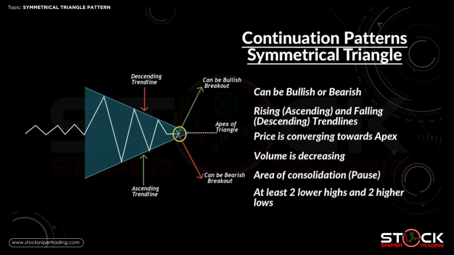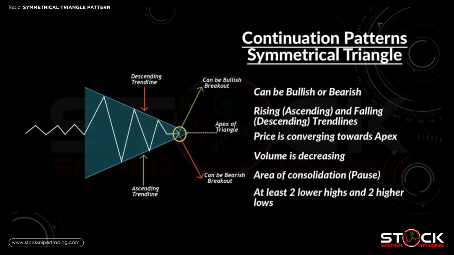A symmetrical triangle is a continuation pattern of the prior trend and can be bullish or bearish in nature. They have a falling upper trend line and a rising lower trend line. This illustrates both the sellers lowering their offers and the buyers raising their bids. Eventually, one of the trend lines will break and start a new leg in a new uptrend or downtrend.